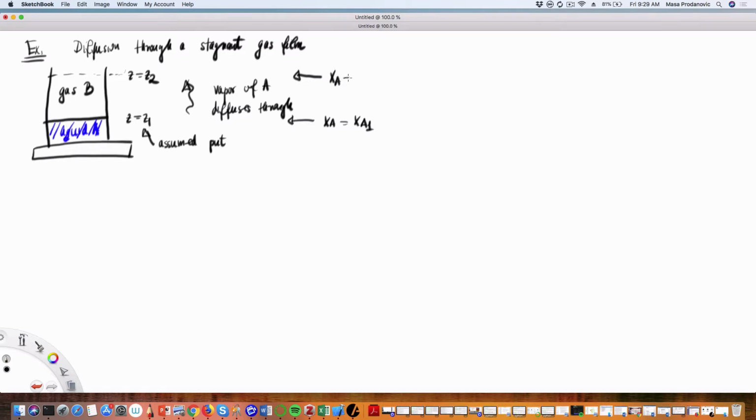maintaining XA2 by some artificial means, for instance, by gas constantly blowing. I have a blow dryer of some sort, or a wind, or something like that, that maintains constant XA2. And this gas concentration at the interface basically corresponds to the equilibrium of vapor and liquid interface. So it corresponds to vapor-liquid equilibrium.